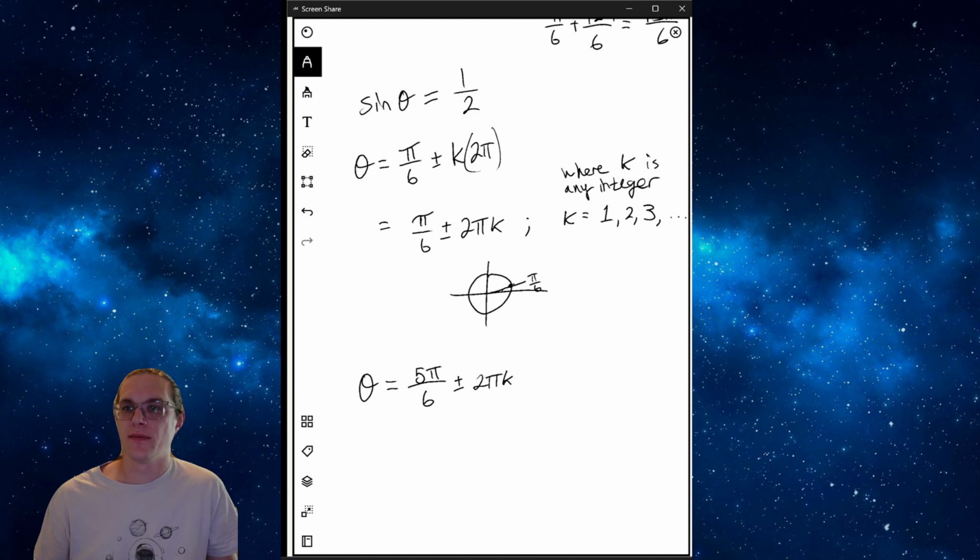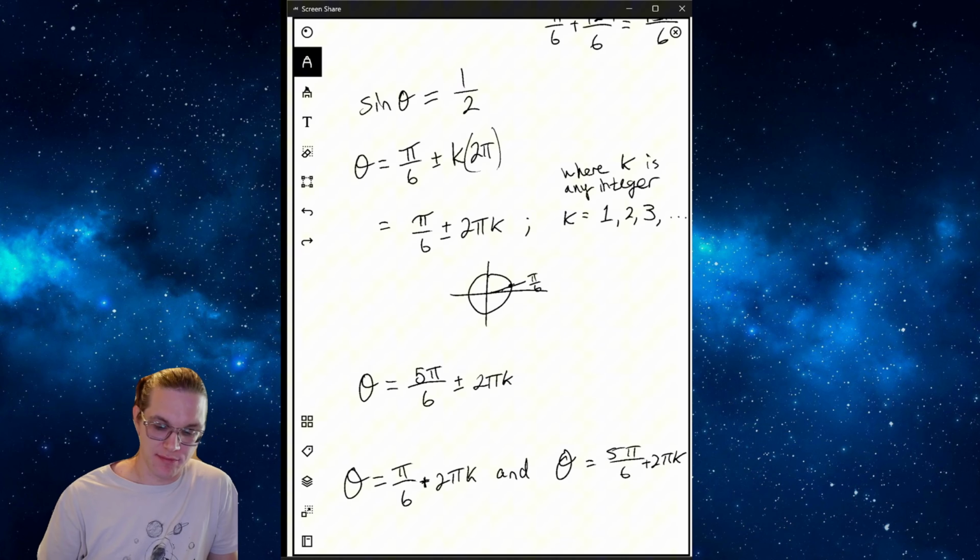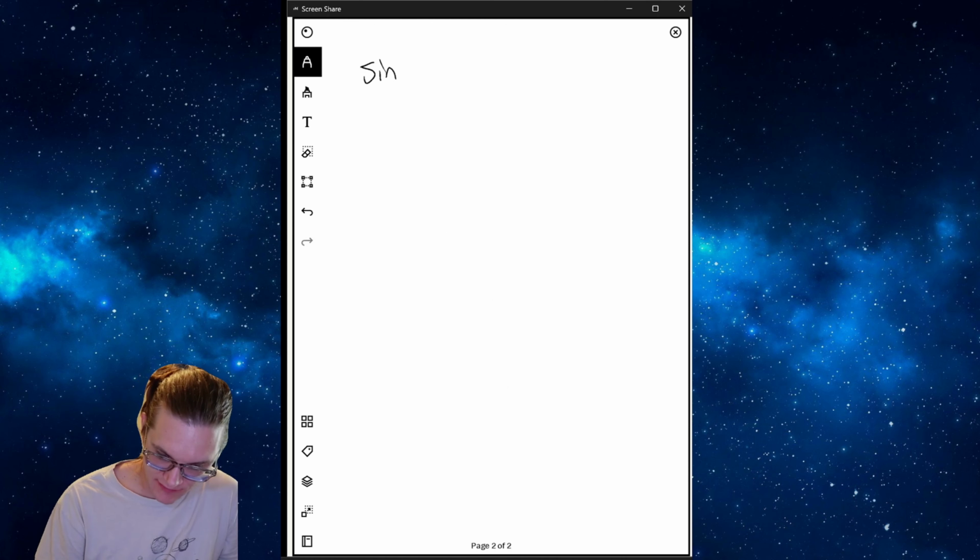So the final answer for this would be theta equals pi over 6 plus 2 pi k, and theta equals 5 pi over 6 plus 2 pi k. And so that is just if you're given something that's sort of plain and barren like that, sine theta equals 1/2. If it says solve this trig equation, and then you have this conditional right here, a condition that you're given, that theta is between 0 and 2 pi.